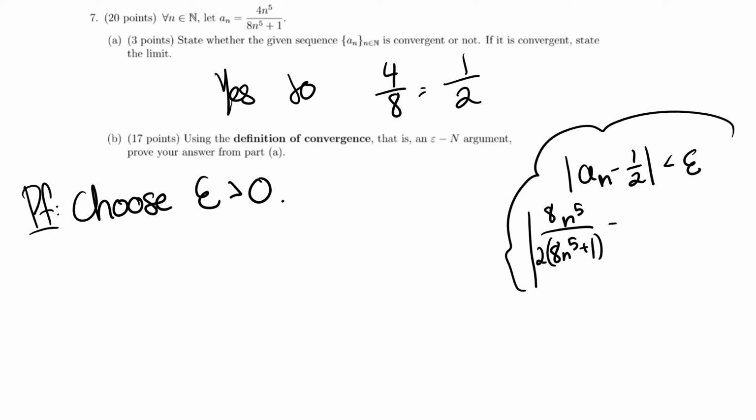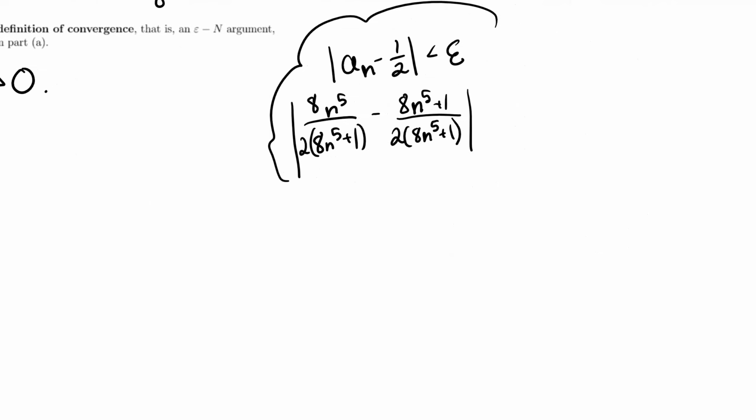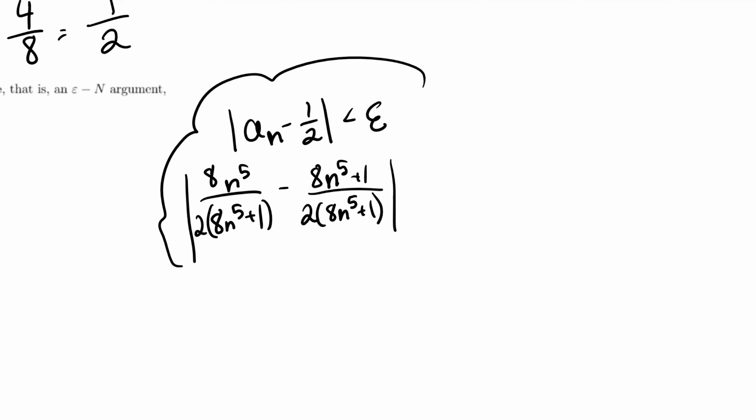Okay, so we have 8n to the 5th plus 1 over 2 times 8. We would like this to be less than epsilon. Let's see what happens. Well, first let's just work on this thing, because sometimes we have to change the fractions and stuff. All right, so those two cancel. Okay, cool. So we get 1 over 16n to the 5th plus 2.